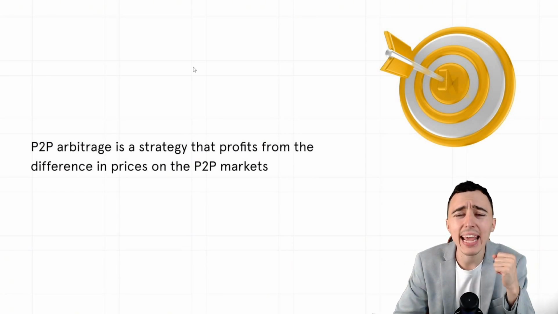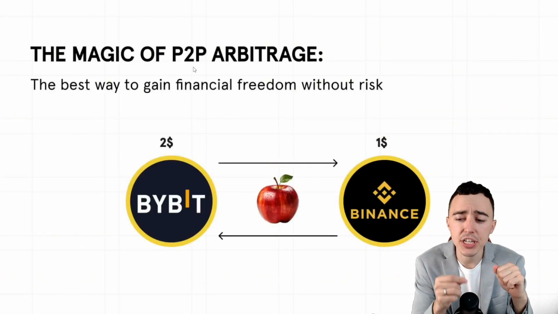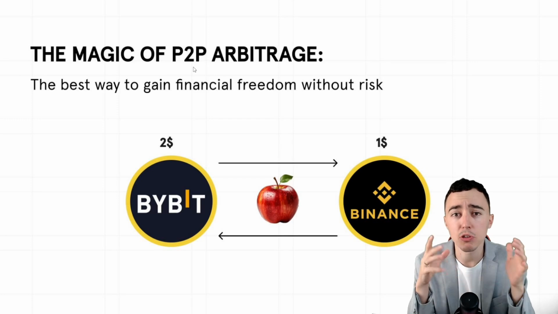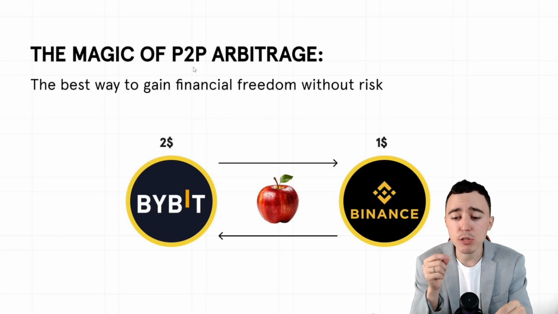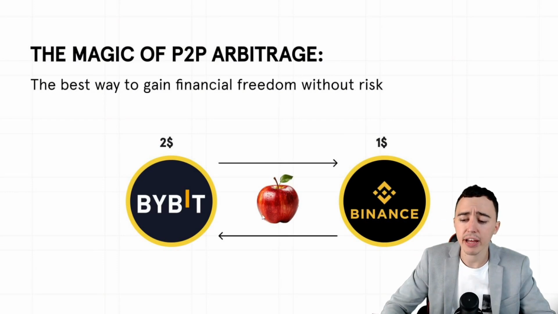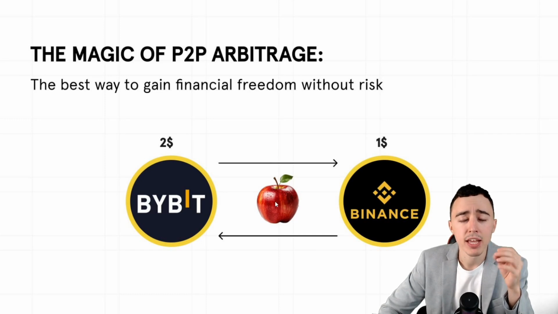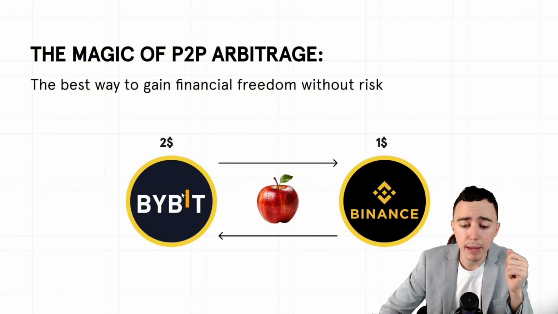Let me show you an example that is easier for arbitrage so you understand better the magic of the peer-to-peer arbitrage. Because guys, for real, this is the best way to gain financial freedom without risks. Let's say that we have an apple. A red apple is a very simple example. Now, if we have this apple, let's say that we have two different markets, okay? One is Binance and the other one is Bybit. And on Binance, we can buy and sell this apple for $1, while on Bybit, we can buy and sell this apple for $2.